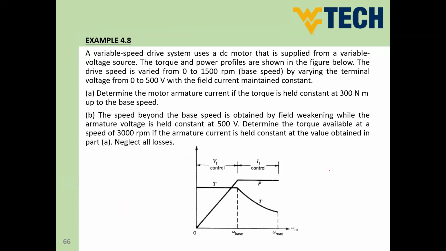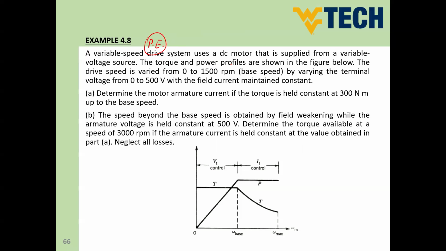So let's finish with this example here, guys. We have a variable speed drive. So variable speed drive, guys, is a power electronics circuit along with the motor used to control the motor. So this variable speed drive system uses a DC motor that is supplied from a variable voltage source. So the power electronic device is providing the variable voltage source.